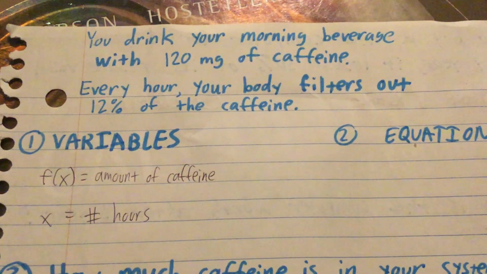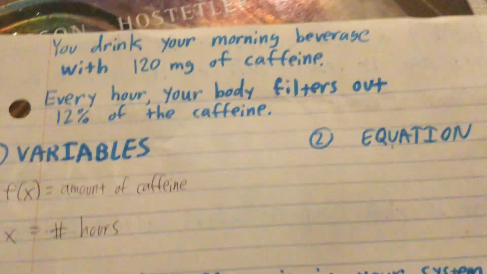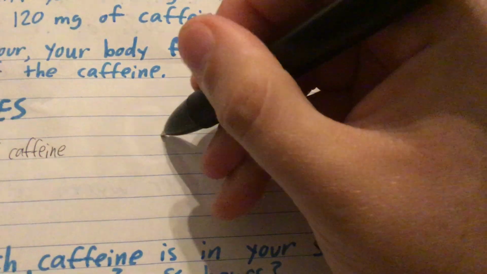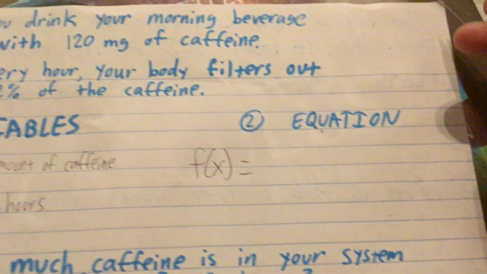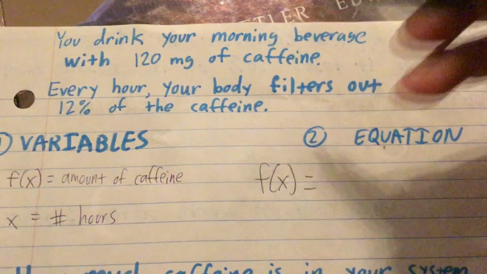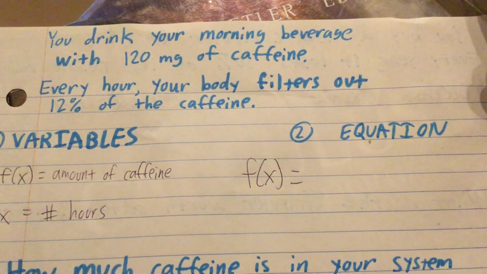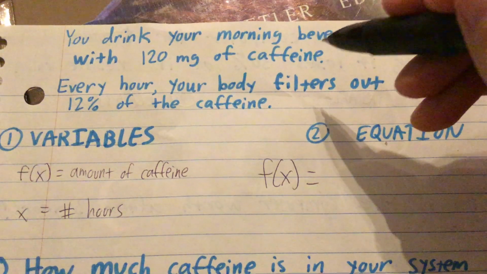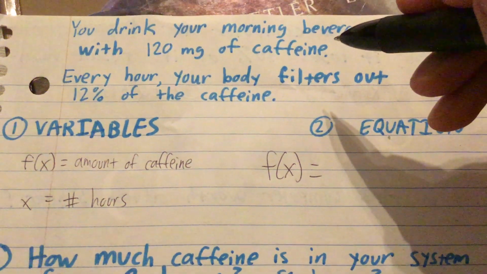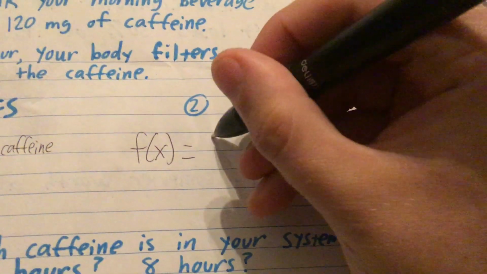All right, so if I know that the caffeine depends on the number of hours, now let's put the words into the equation. So remember that f of x is equal to the original amount times a scale factor to the x power. So how much caffeine did I intake? How much caffeine originally? 120 milligrams.